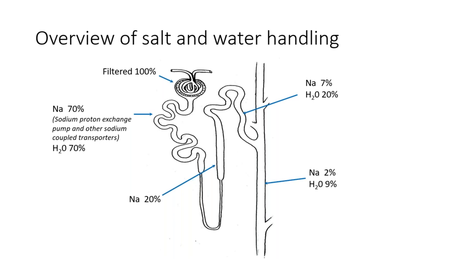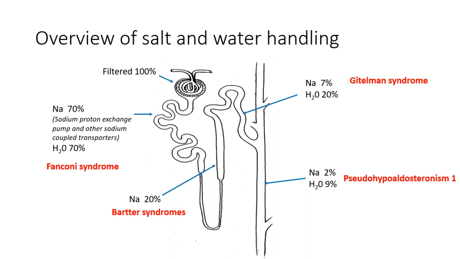And of course, every part of the nephron can become dysfunctional due to various genetic disorders, and each one has a syndrome associated with it. You can see Fanconi syndrome in the proximal tubule, Bartter syndrome in the thick ascending limb. We've heard of Gitelman syndrome, which is a disorder of the distal convoluted tubules, and hyperaldosteronism, pseudohyperaldosteronism in the collecting ducts. So all of these can affect sodium handling and sodium reabsorption.